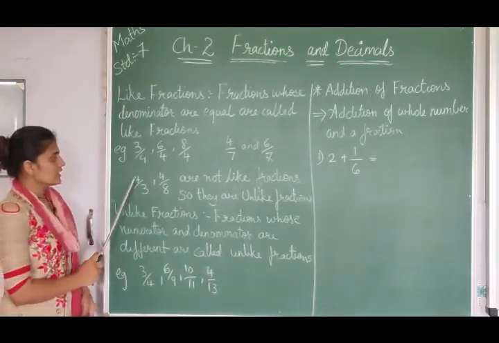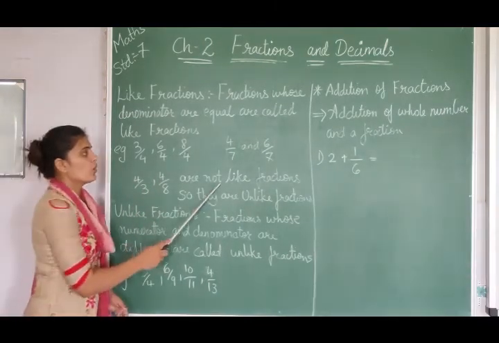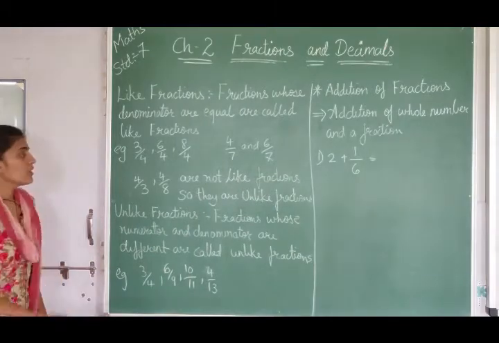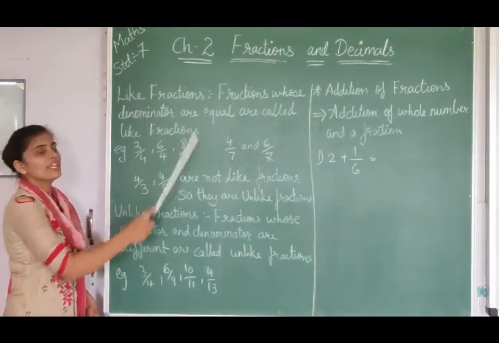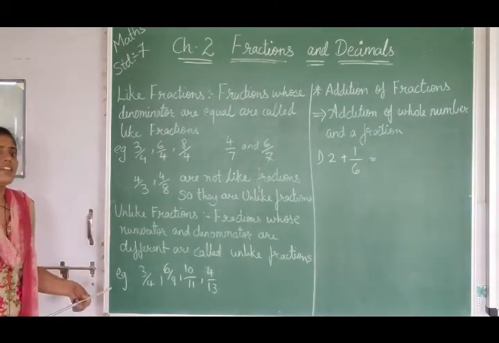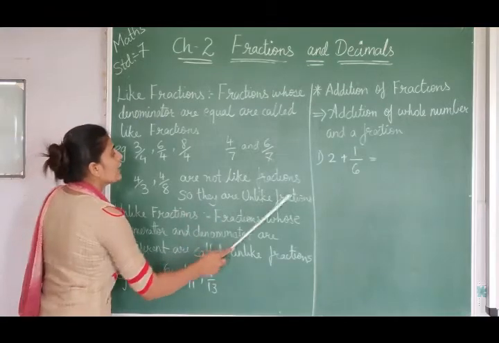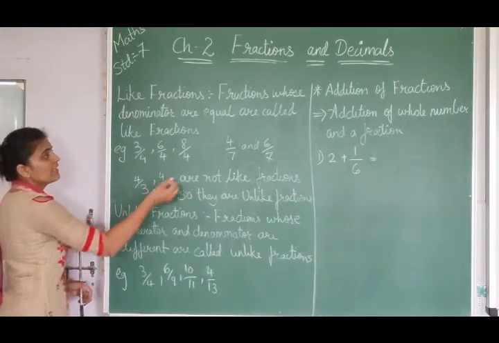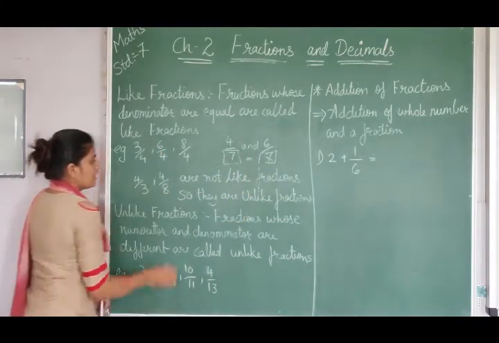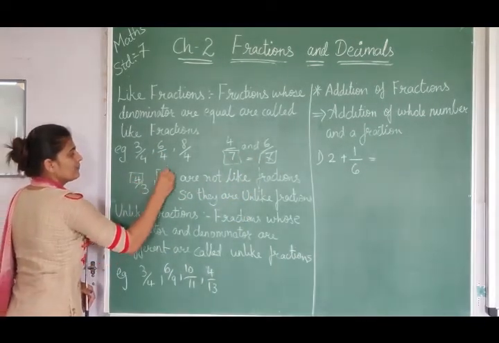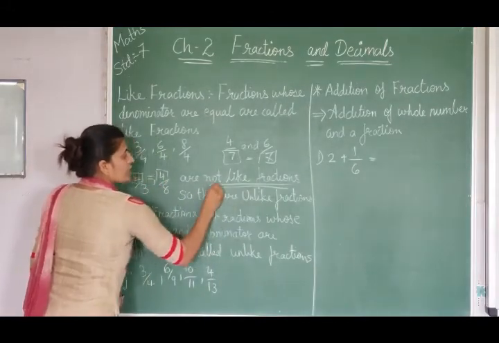Now another thing is given, 4 by 3 and 4 by 8 are not like fractions. Why? Because for like fractions we have to only see that the denominators should be equal. But if the numerators are equal, then they are not like fractions. So they are unlike fractions. If numerators are equal, then they are not like fractions.